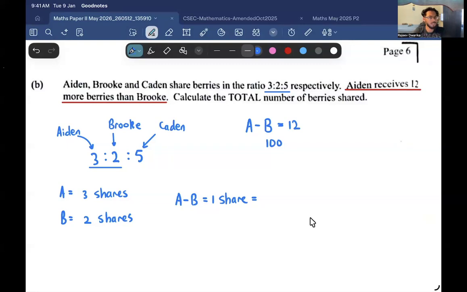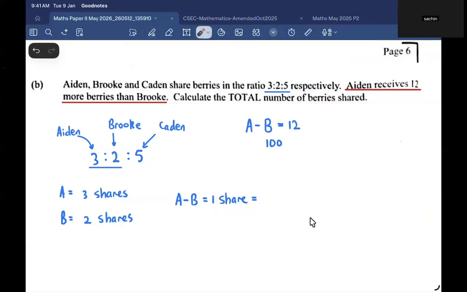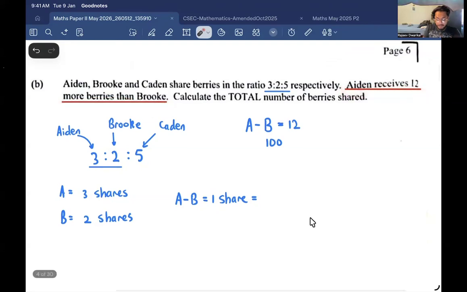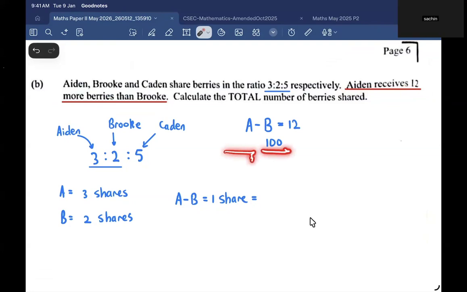Okay, I'm not hearing Sachin. Sachin, you there? Talk to me. So this part is telling us, right, so Sachin, what is this saying over here? What does this say? Eden receives 12 more berries than Brooke. All right, so Sachin, if Brooke had 100 berries, how much do you think Eden would have, according to that piece of information?